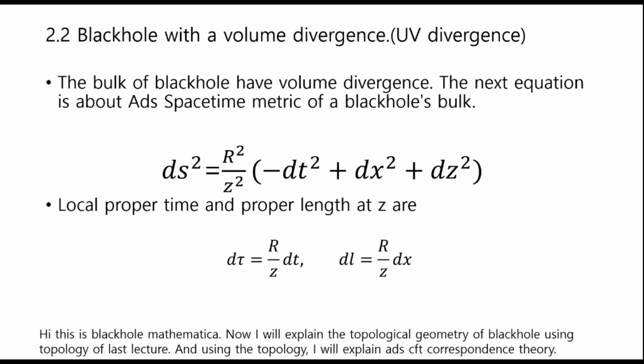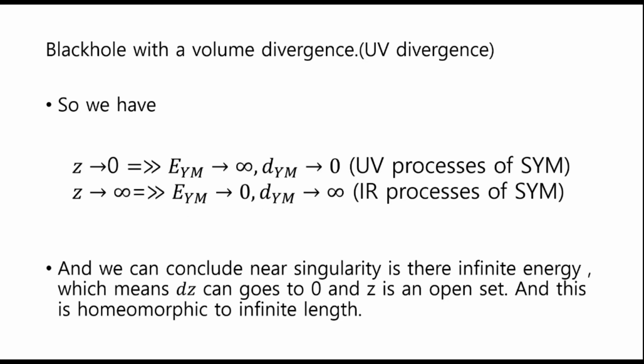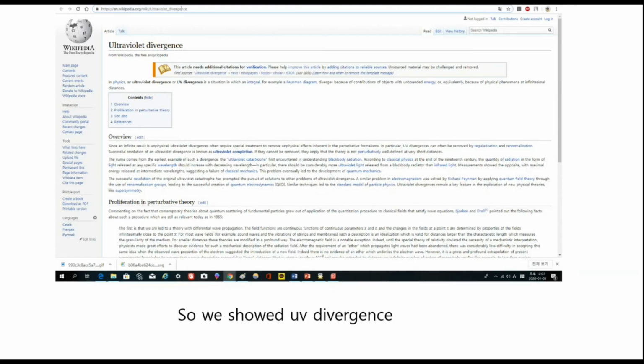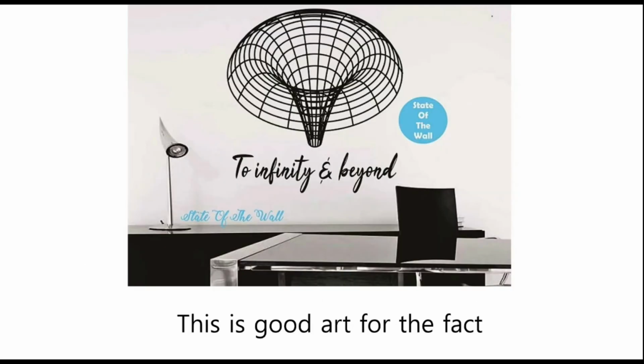Local proper time and proper length at C are like this. The relation between energy and distance in boundary and bulk is the following, where energy is proportional to 1 plus z and distance is proportional to z. So we have these relations, and we can conclude that near the singularity there is infinite energy, which means dz can go to 0, and z is an open set, which is homeomorphic to infinite length. So we showed UV divergence, which means the black hole has infinite curvature.